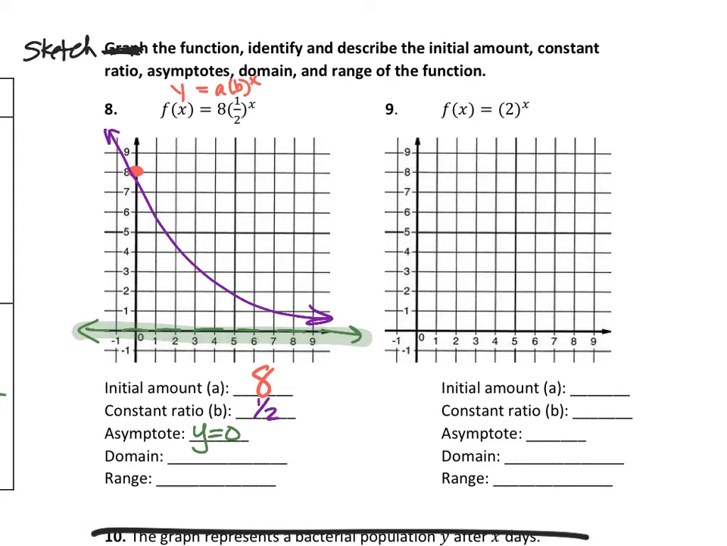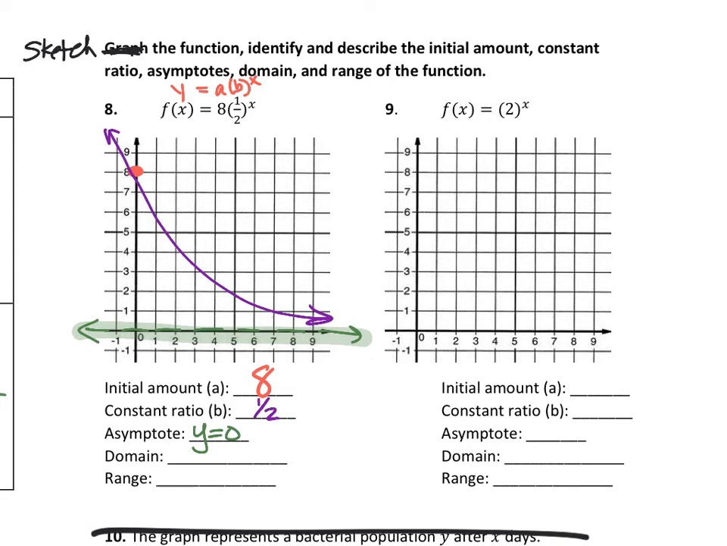Did I give any of you context on what this is describing? No, so what is the domain without context? Does it stop on the left? No. Does it stop on the right? No. It goes to infinity on both sides, so how do we write that?